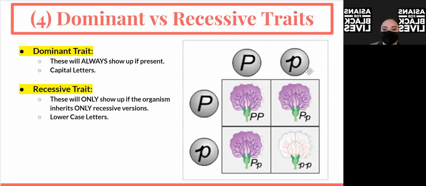Heterozygous, good. So both parents are heterozygous. In this case, the dominant trait is purple, so both parents would appear to be purple. If they were to have offspring, there is a 75% chance that their offspring would look purple, but there is a 25% chance that their offspring would look white.